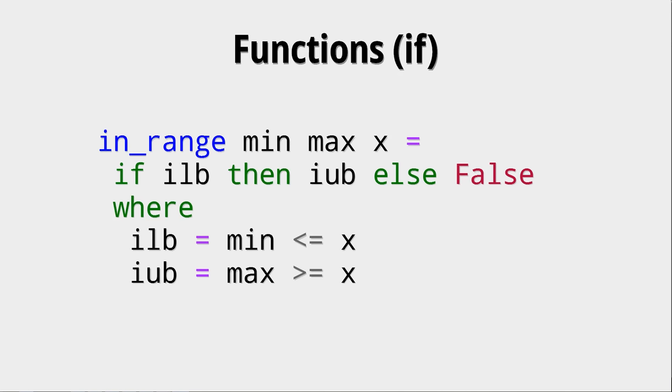Now, let's look at how to have control over the program flow. This can be done with if-then-else. In this case, we're using if-then-else in order to provide the same functionality as the Boolean AND would have. But it's just important to keep in mind that if-then-else actually exists.